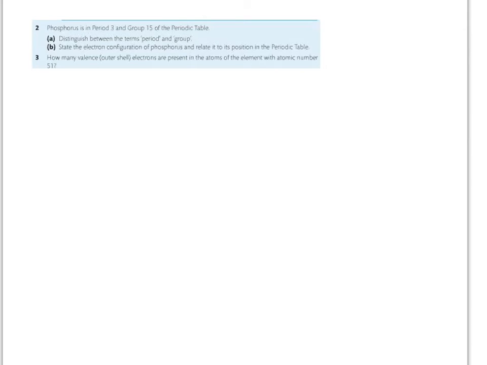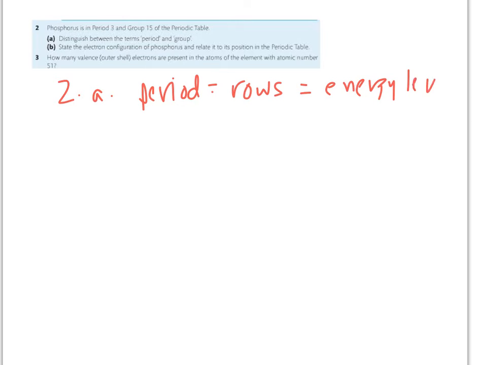Question number 2 says, phosphorus is in period 3 and group 15 of the periodic table. Distinguish between the terms period and group. Period is the horizontal rows, and it corresponds to the energy level being filled. Whereas the group is the vertical columns, and it corresponds to the number of valence electrons.